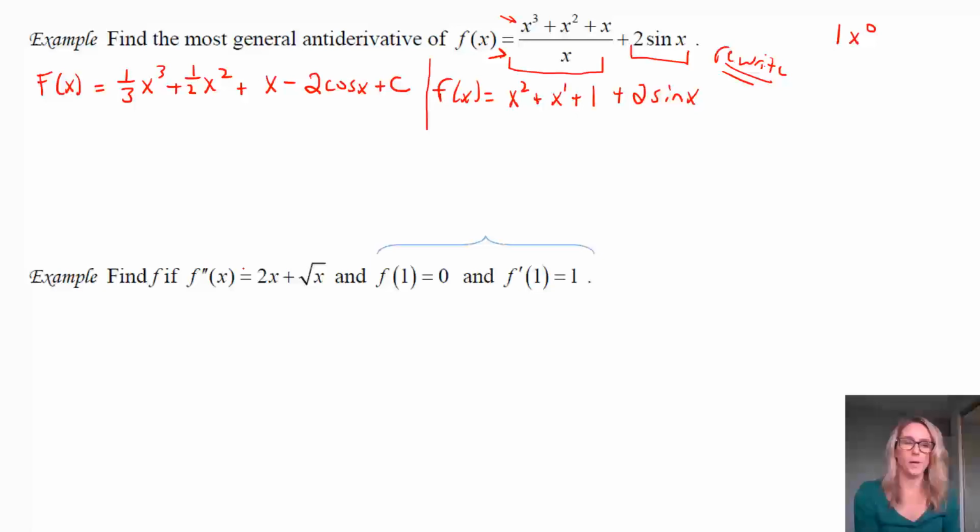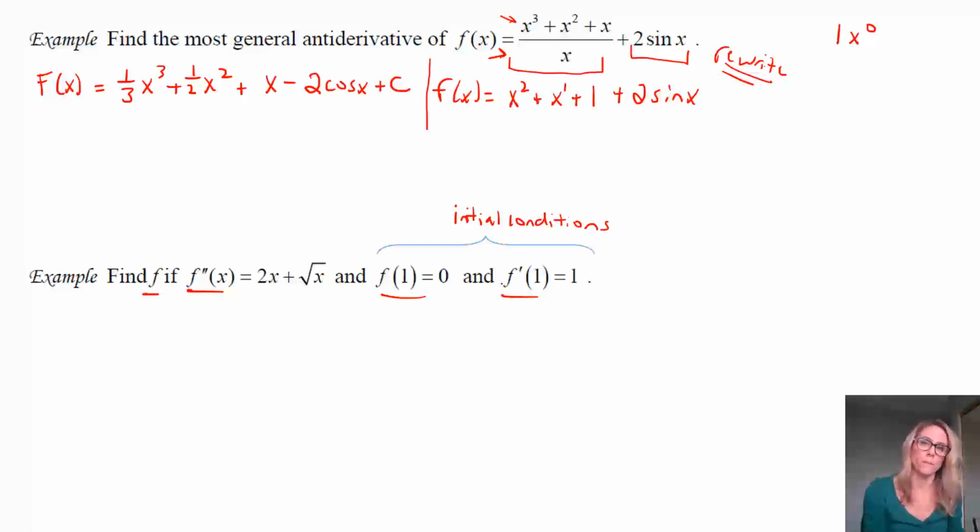Now we're going to do an example of finding a function if we have the second derivative. So we're going to need to take 2 antiderivatives. And what we're being given here are initial conditions. That's what these are called, initial conditions. They are simply values that allow us to find those constants. So that constant c. And if we have to find 2 antiderivatives, I'm actually going to have a constant also that's called d. Without those initial conditions, all you can do is find the most general antiderivative. But with initial conditions, you can get the very specific antiderivative. And that's what we're going to do now.